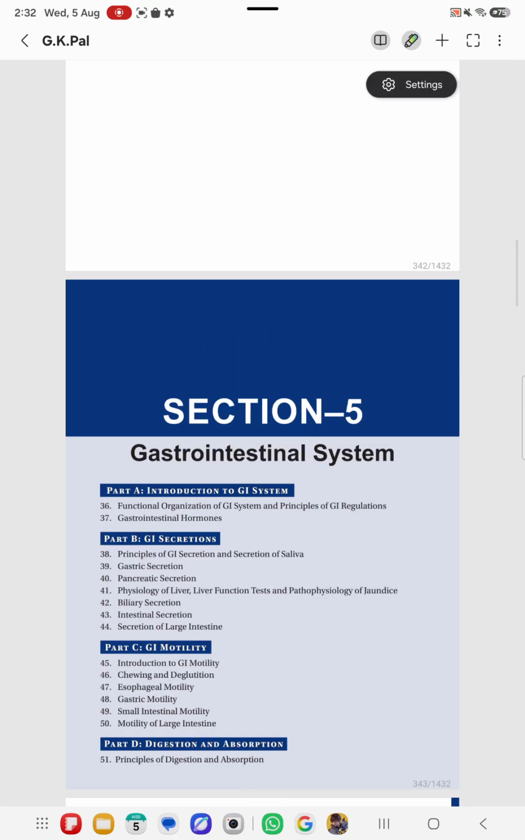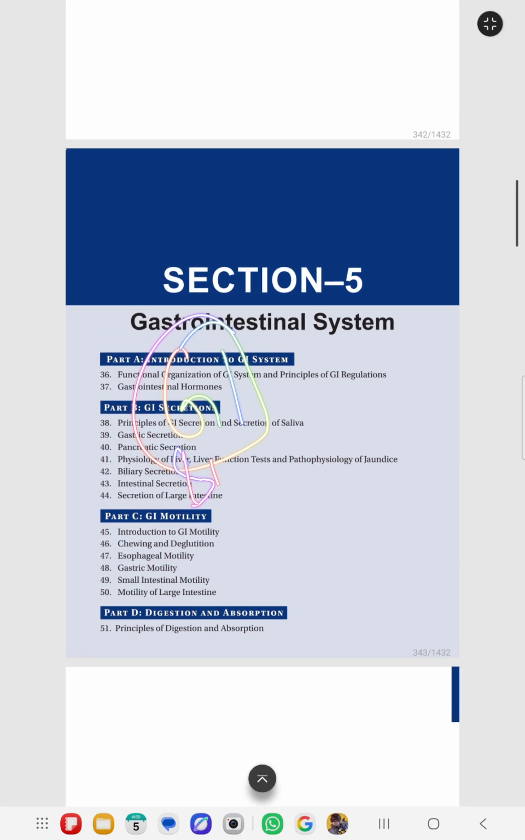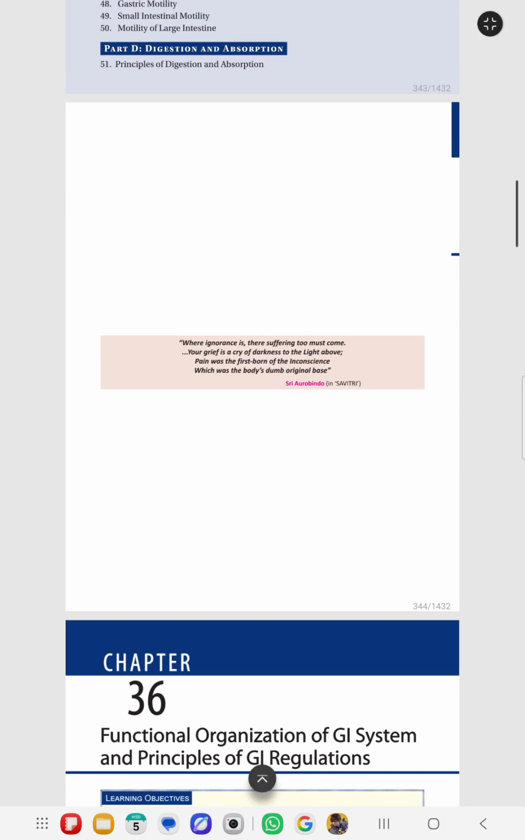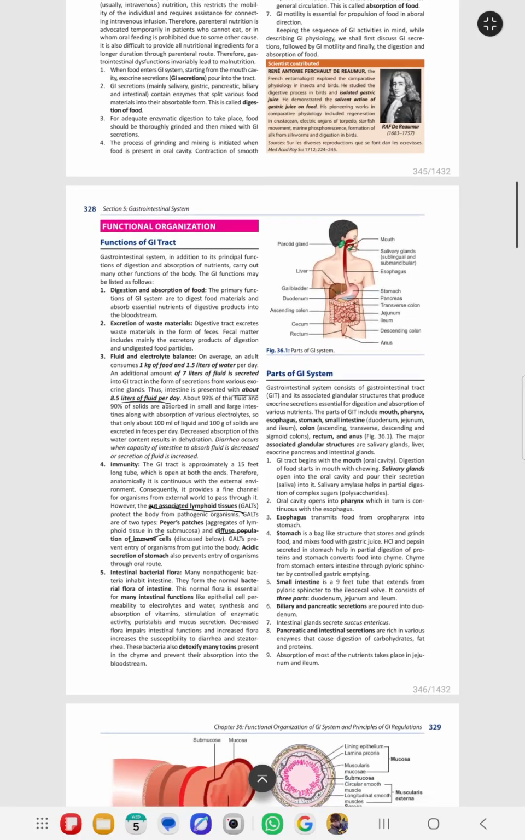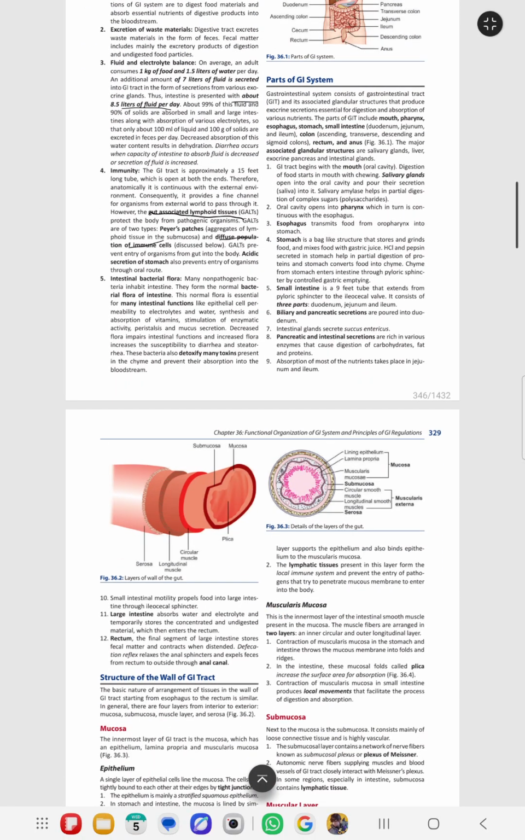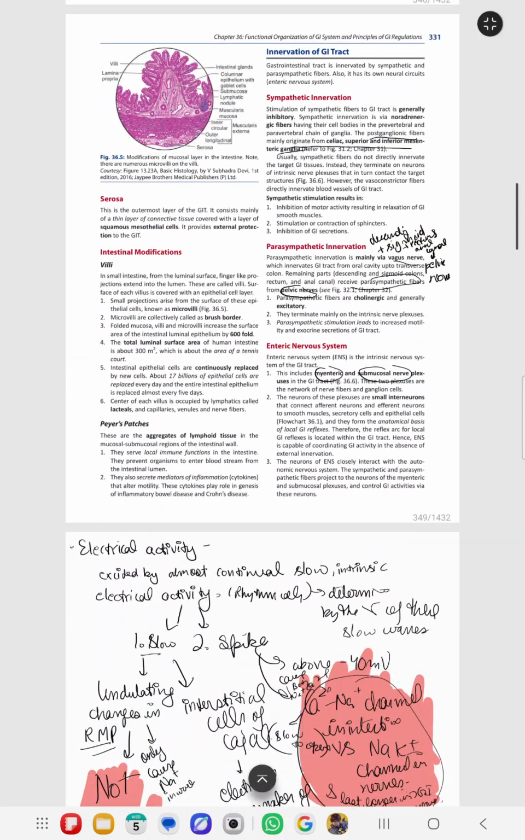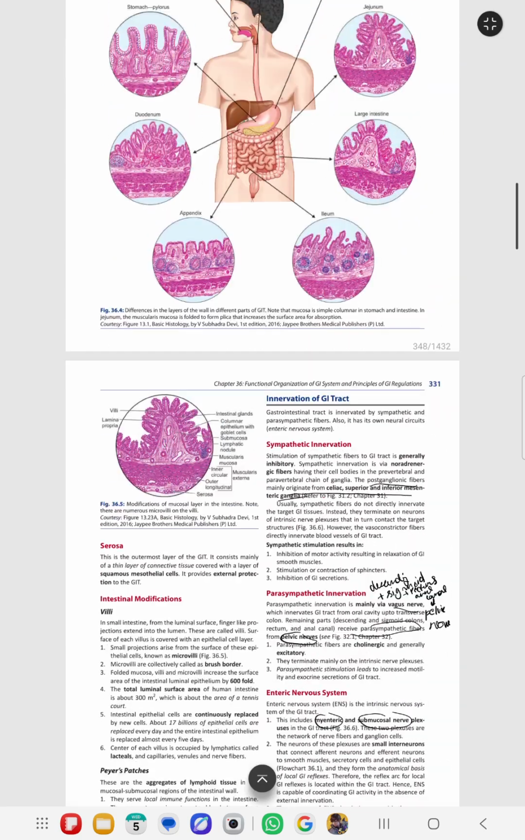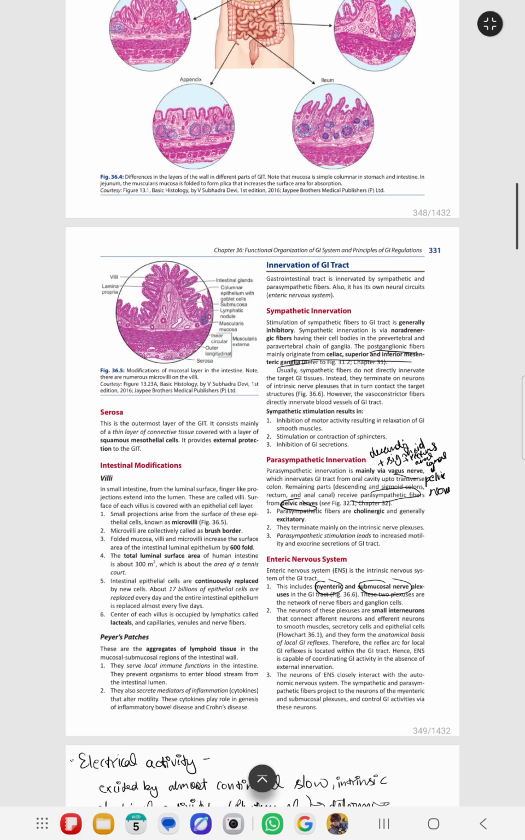Studying about the GI system and the questions that come in this one. Functional organization and parts of the GI tract come under anatomy, so we'll focus on physiology.